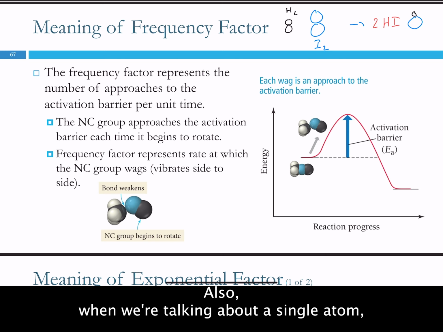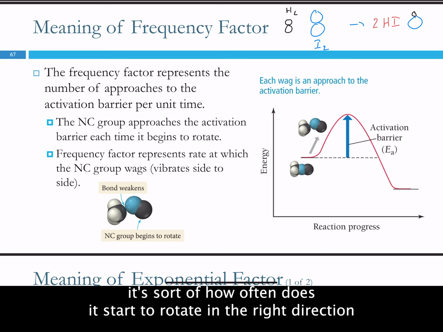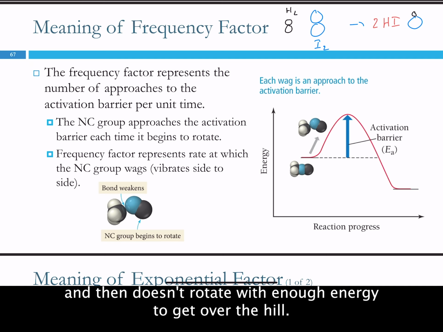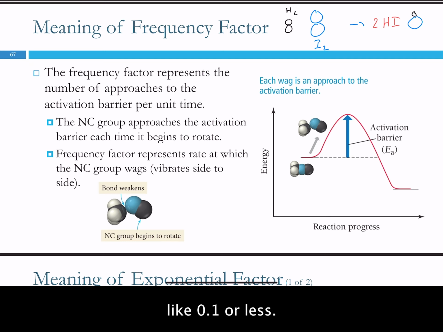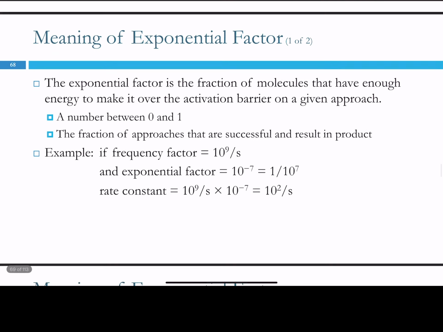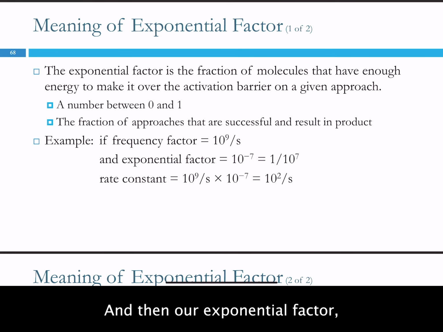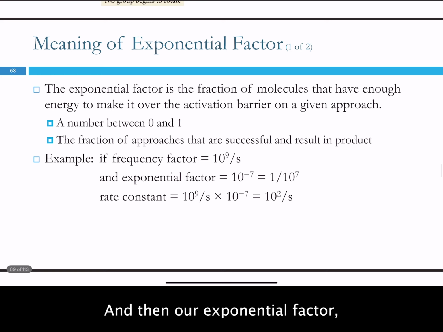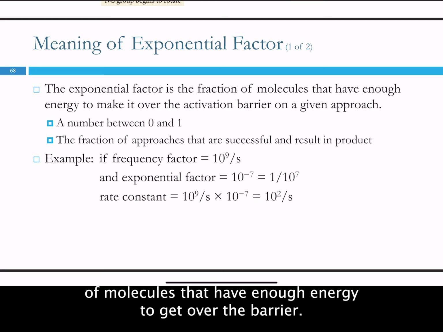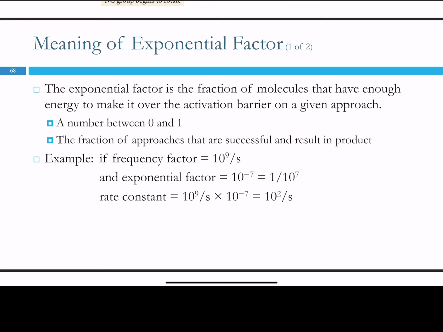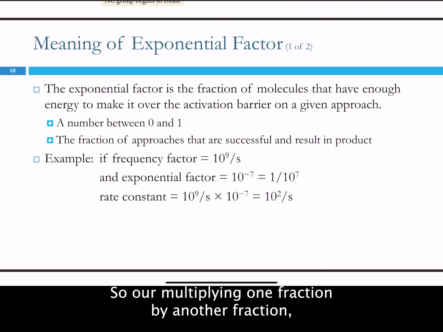When we're talking about a single atom, it's sort of how often does it start to rotate in the right direction, and then does it rotate with enough energy to get over the hill? So your frequency factor might only be like 0.1 or less. It could be really small. And then our exponential factor is the amount of energy, or really it's the distribution of molecules that have enough energy to get over the barrier. So we're multiplying one fraction by another fraction.